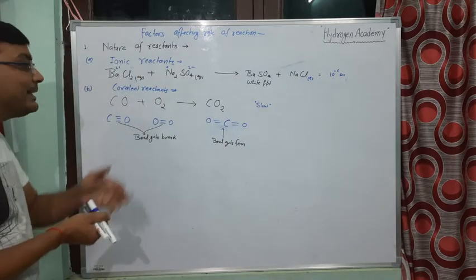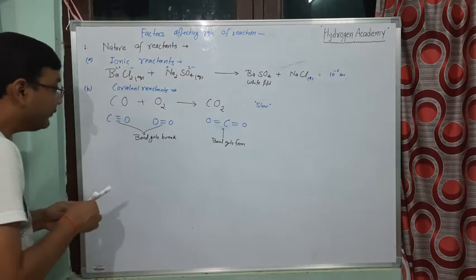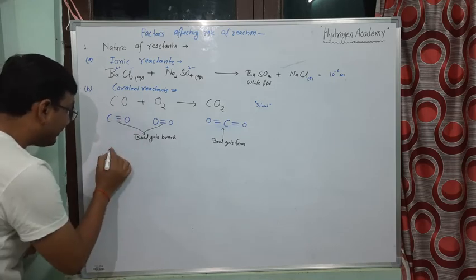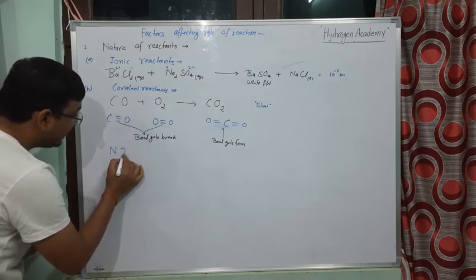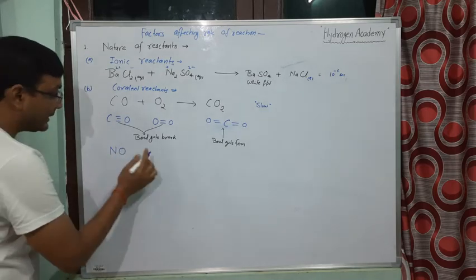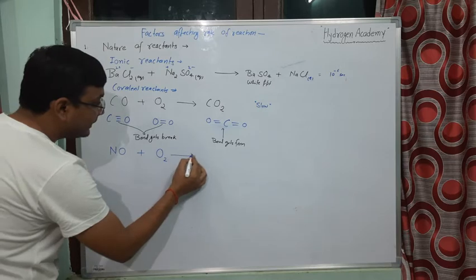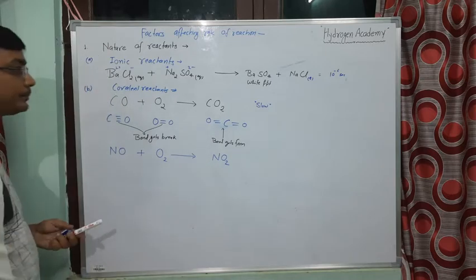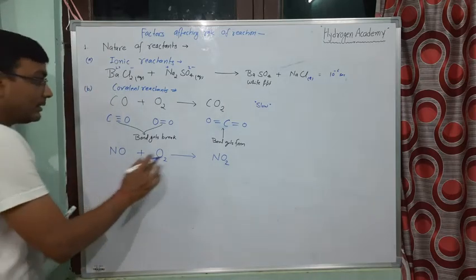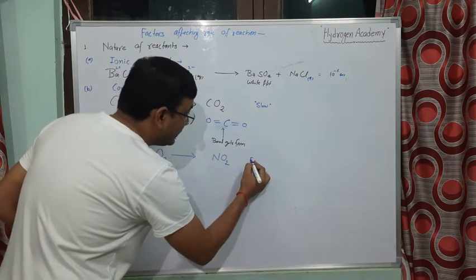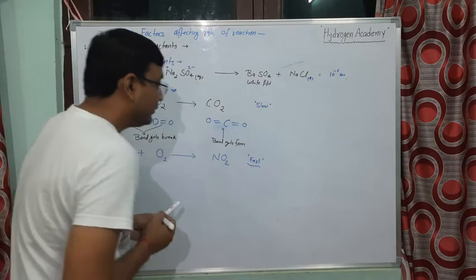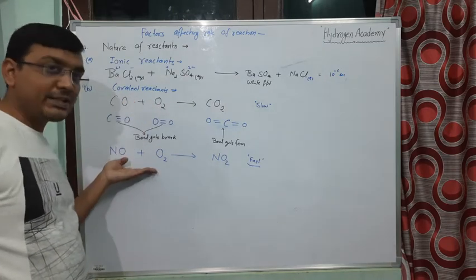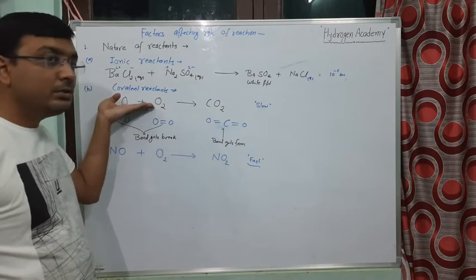While comparing the covalent reactants, we will observe different rates of reaction. For example, another example I am writing here, nitrogen and oxygen, nitric oxide reacts with oxygen and gives nitrogen dioxide. In this reaction, it is observed that it takes place at a faster rate as compared to the previous one. This reaction takes place faster as compared to the previous one.